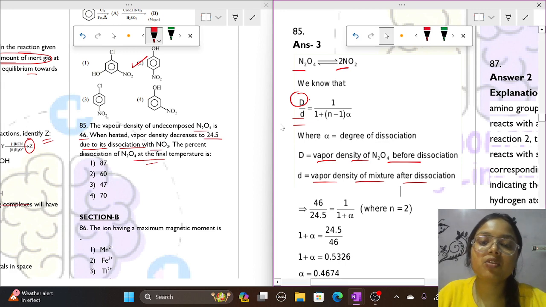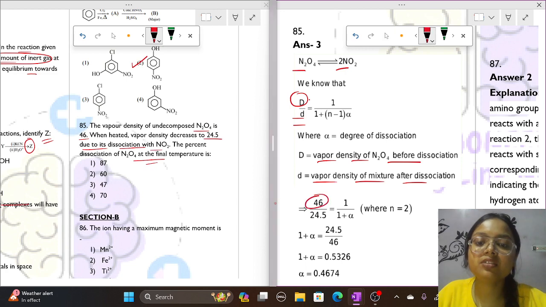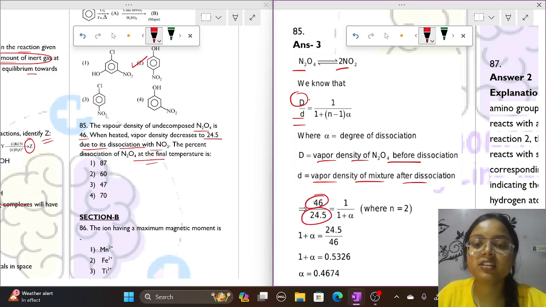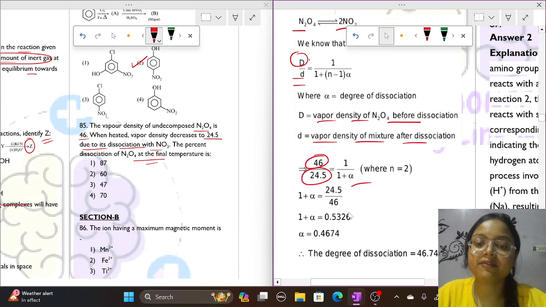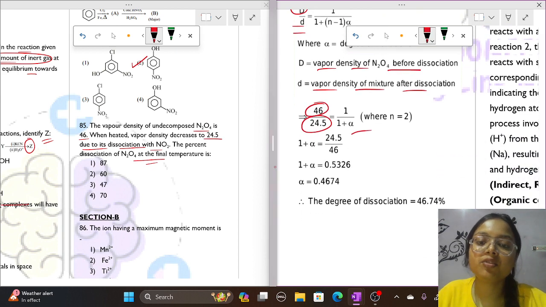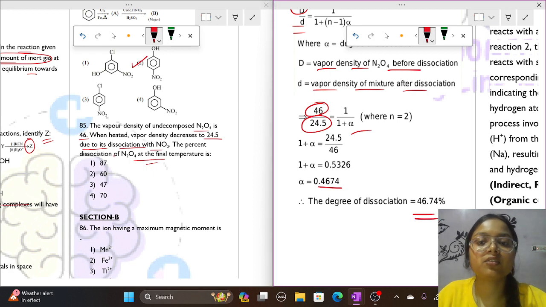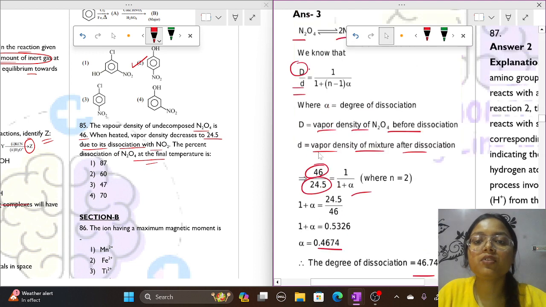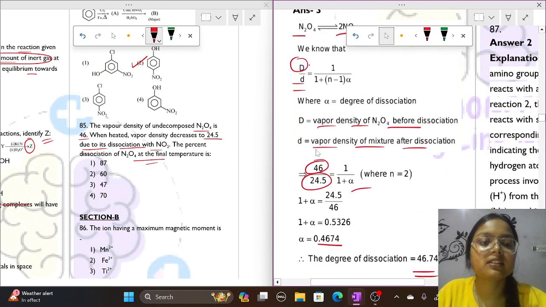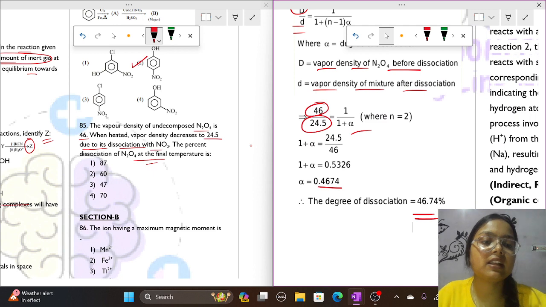On putting all these values from the question, we will find that alpha comes out to be 0.4674. So the degree of dissociation will be 46.74%, which means the answer is 3. 46.74 we can round off as 47%.